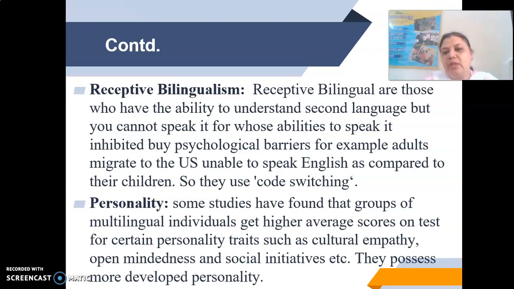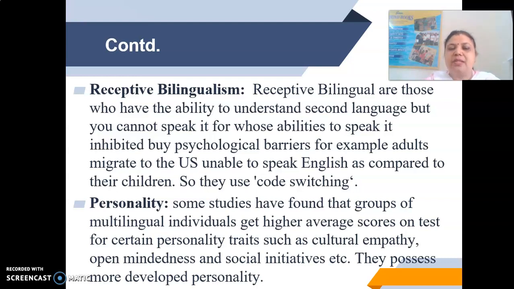Next is receptive bilingualism. It is also a type of bilingualism. Receptive bilinguals are those who have the ability to understand a second language, but cannot speak it, as their ability to speak it is inhibited by psychological barriers. For example, adults who migrate to the US are unable to speak English as compared to their children, so they use code switching. Code switching means to use the language you know to express yourself while using another language in which you are not very efficient sometimes.